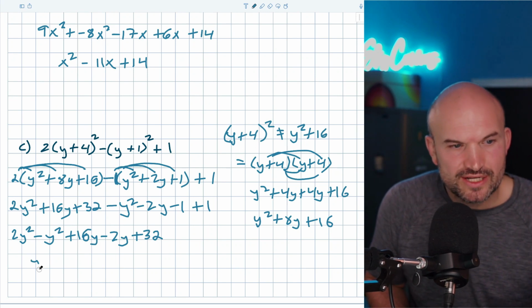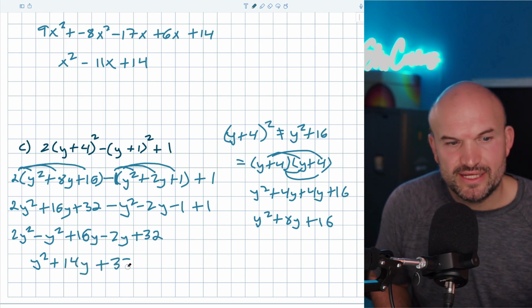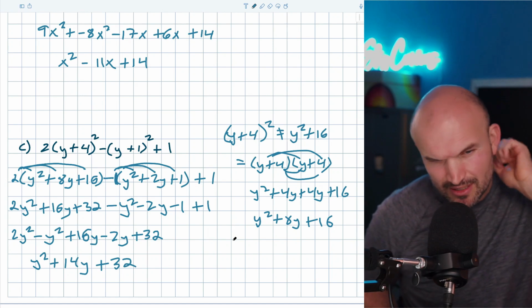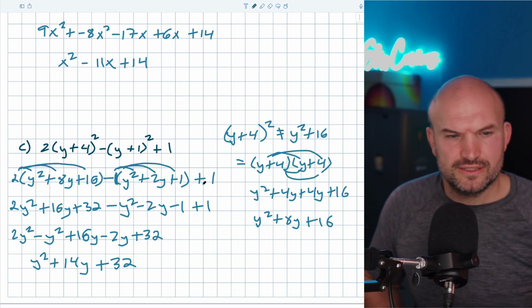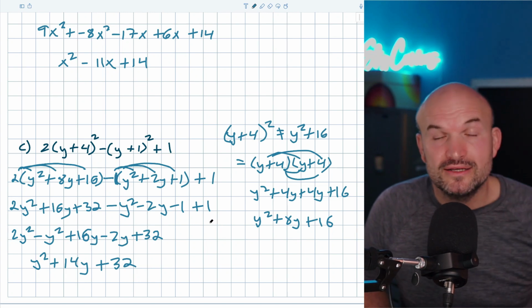2y squared minus y squared is going to be y squared. 16y minus 2y is going to be a positive 14y. And therefore, that's going to be plus 32. And no, that doesn't add in 16 times 2. Okay, anyways, that would be our simplified expression.